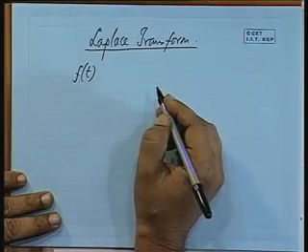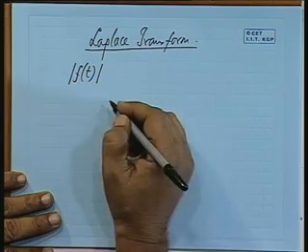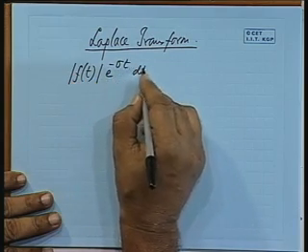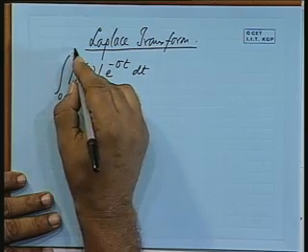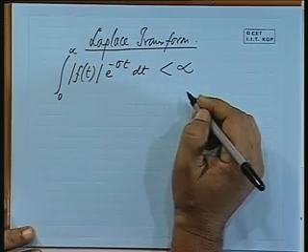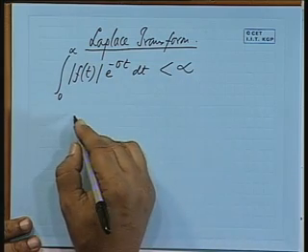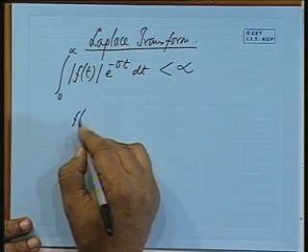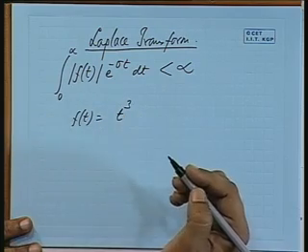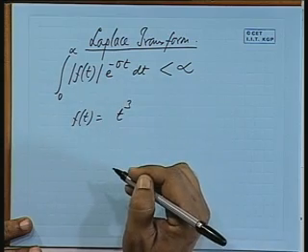Laplace transformable if the integral of mod f(t) e to the power minus sigma t dt from 0 to infinity is a finite quantity, that is, it is less than infinity. Now, if you have a function, say f(t) equal to t squared or t cubed, will this property hold good for this f(t)?